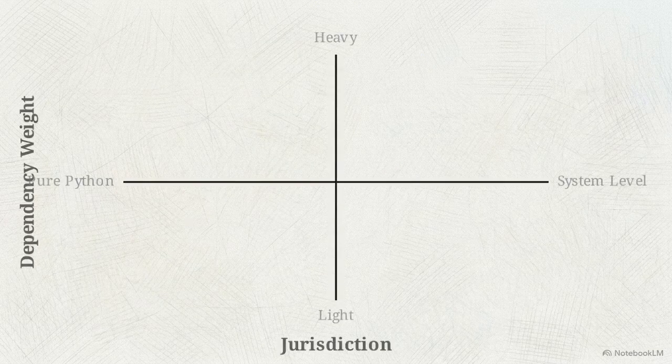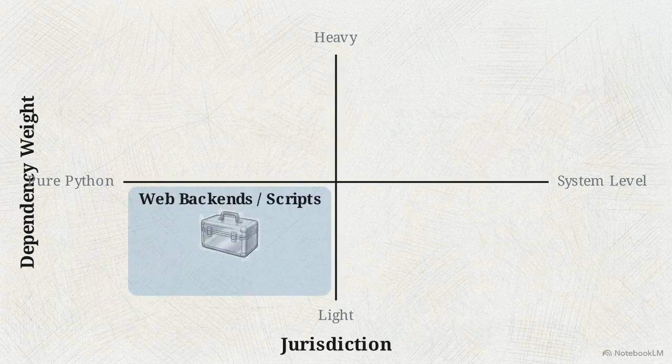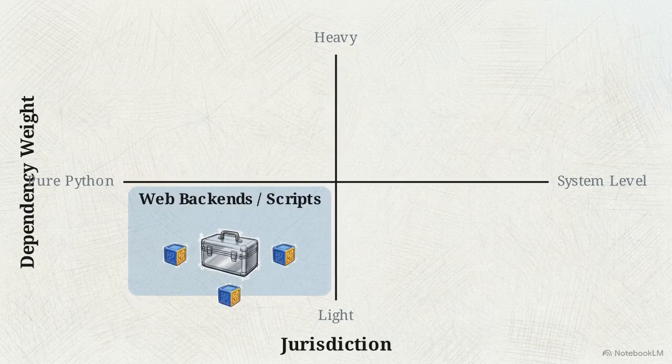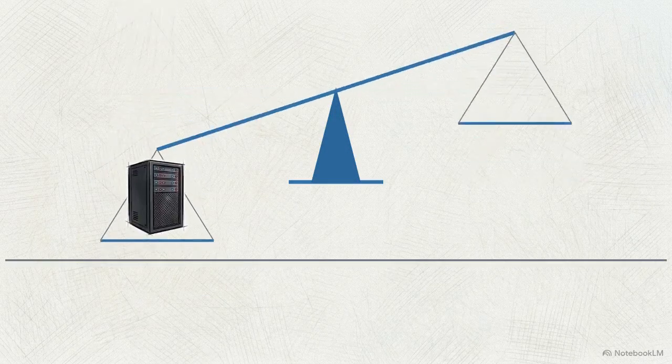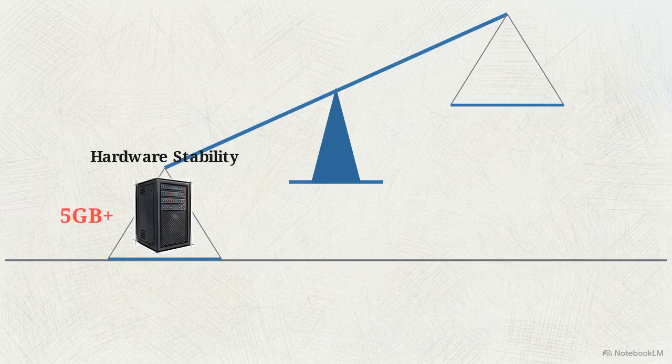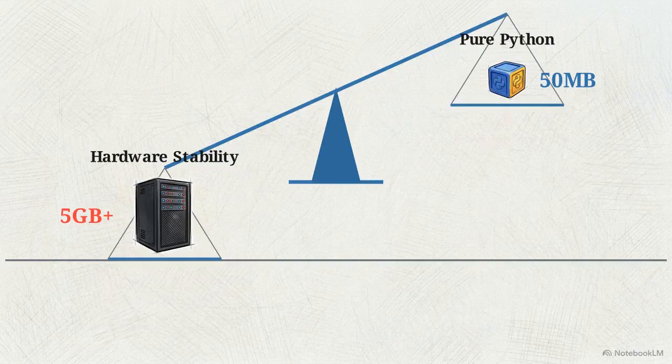How do you choose? We can map this onto a matrix based on dependency weight and jurisdiction. If you build web backends, simple scripts, or pure Python projects, Venv is your tool. For heavy AI, local language models, or complex C++ dependencies, you need Conda. The trade-off is straightforward. Conda guarantees hardware stability, but requires massive amounts of disk space. Venv requires almost zero disk space, but offers no hardware-level support.